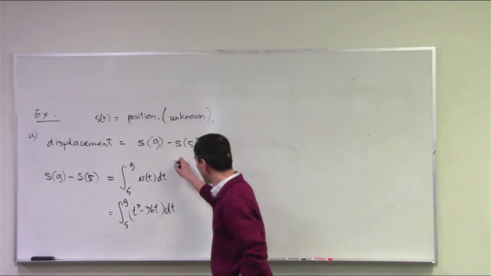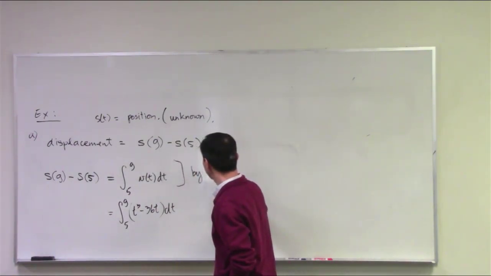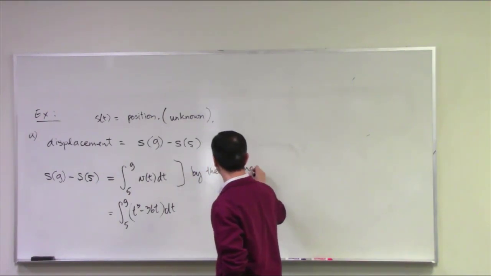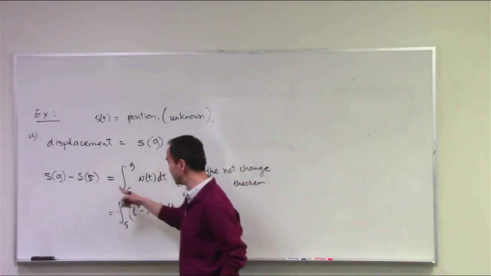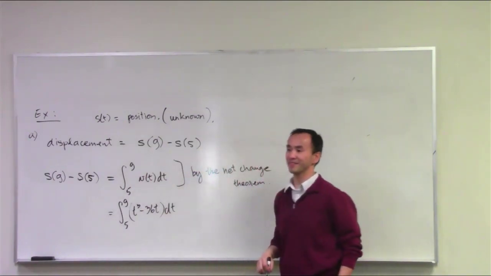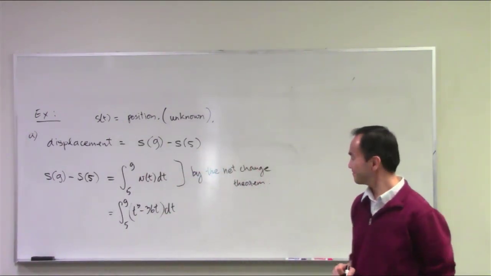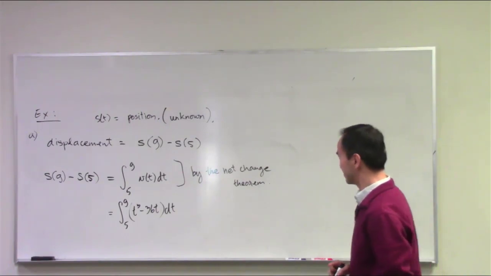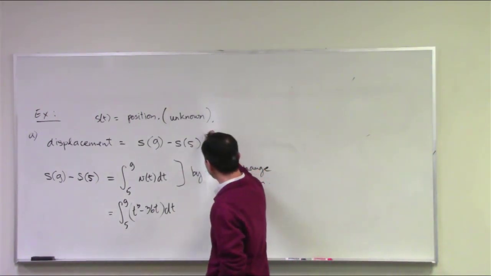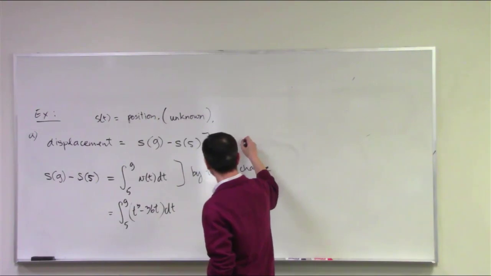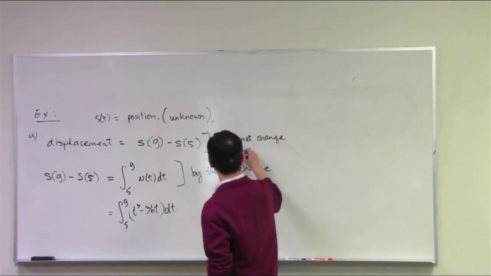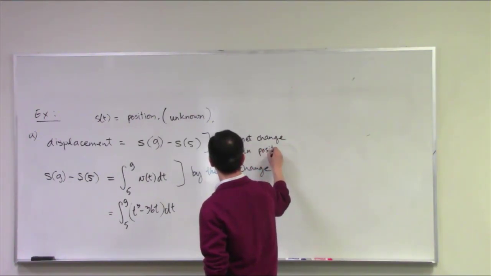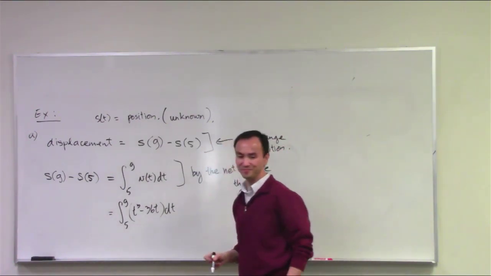So this starting point right here is guaranteed by the net change. We know we can find that value by doing this integral here. Are we good with that? And of course, the displacement here is a net change, right? Net change in position. That's what it is.